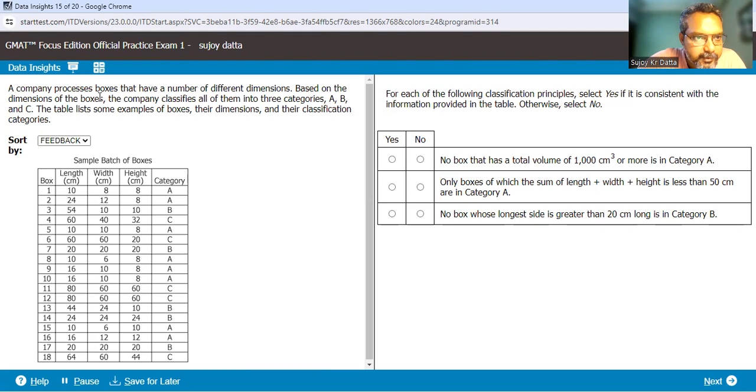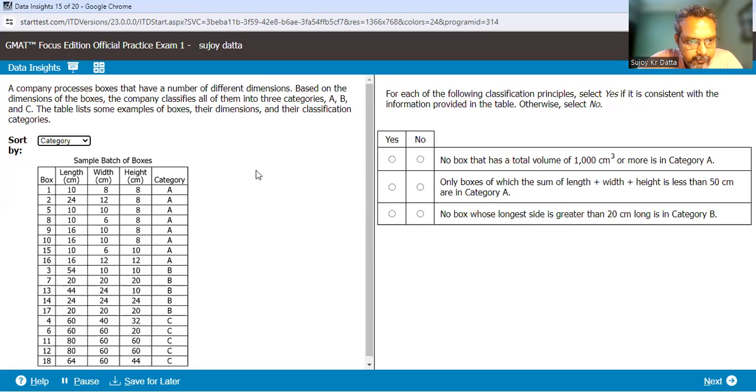The company processes boxes of different sizes based on the dimensions of the boxes. The company classifies all of them into categories A, B, C. The table lists some examples of boxes, with the dimensions and the classification categories. Okay. It is consistent with the information. Otherwise, select no. No box that has total volume of 1,000 or more is in A.